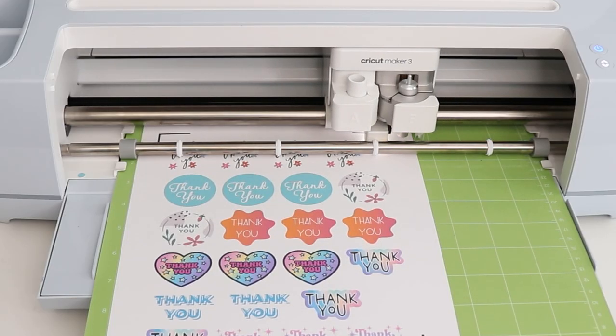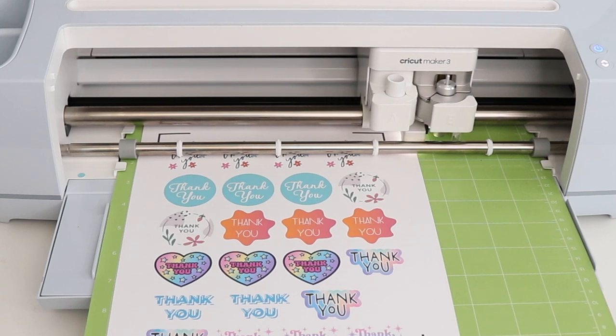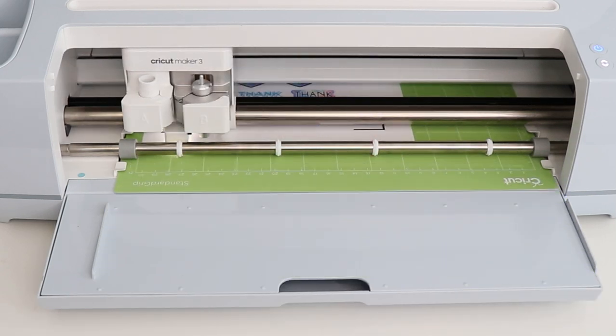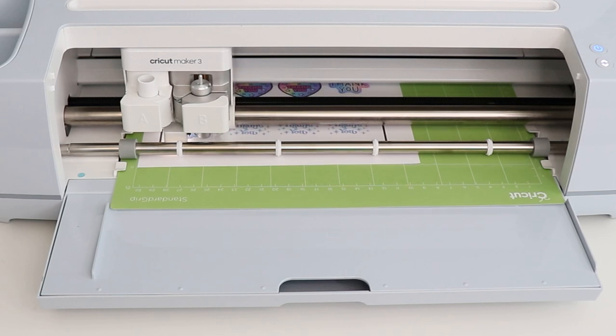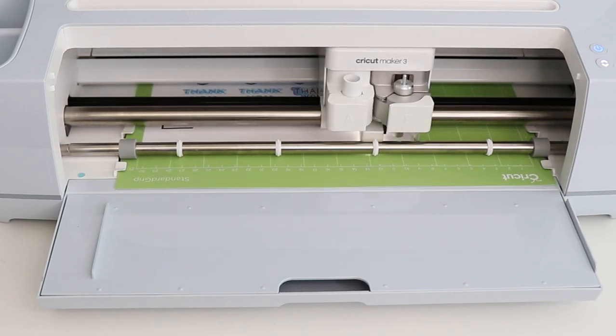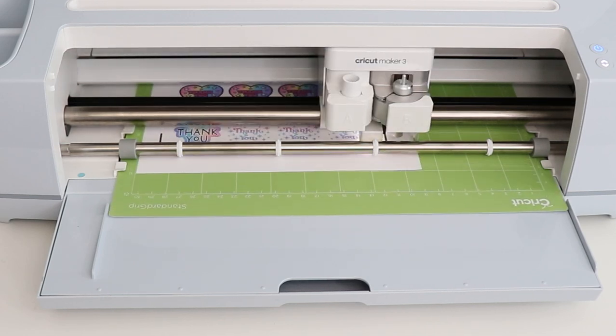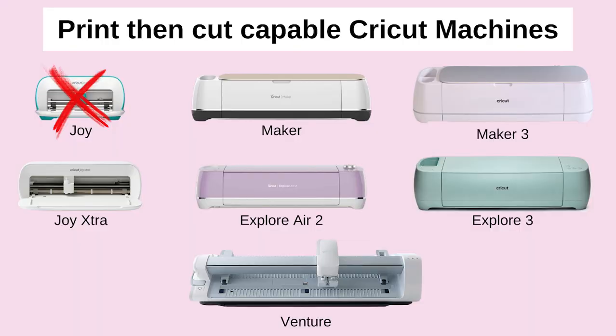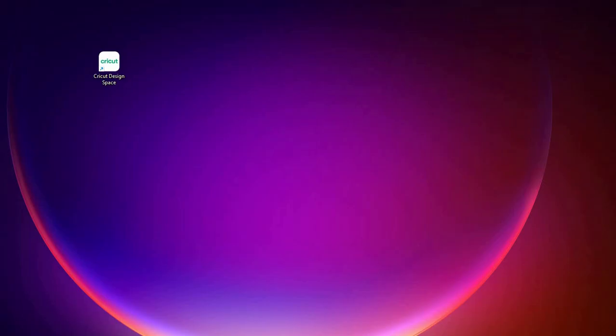In order to make stickers properly, you need a machine that comes equipped with the print then cut function. It has a little sensor built in to where the blade is, and this senses the lines and tells the machine where to cut. 6 of the 7 machines have this function, so everything except the original Joy can do print then cut. So if you have any one of those 6 machines, you can follow along in this process for using Create Sticker. So let's open up Cricut Design Space to get started.